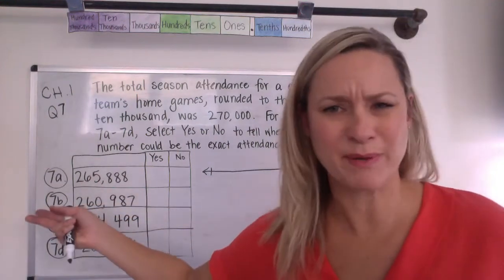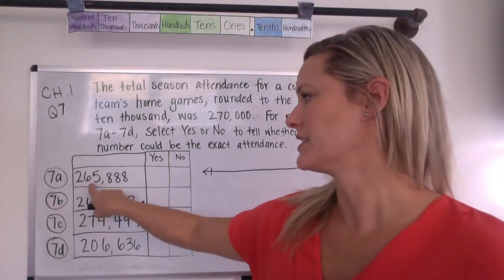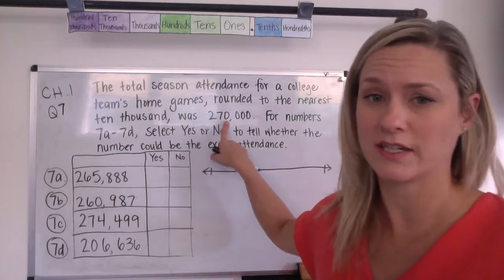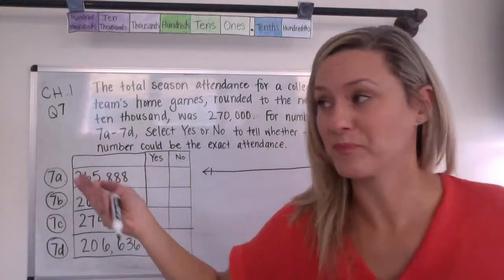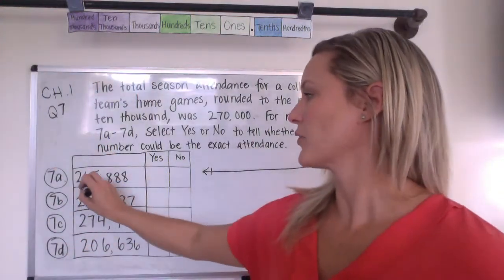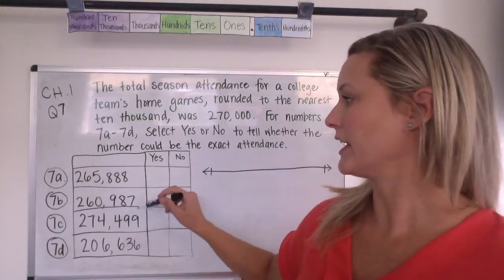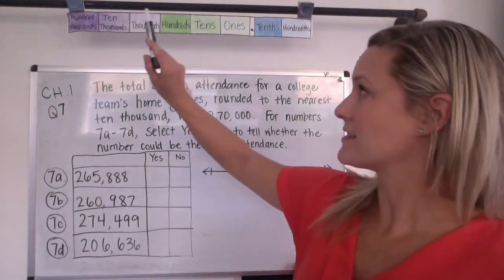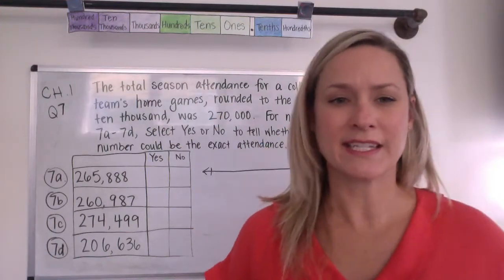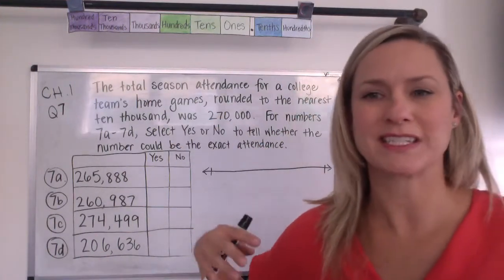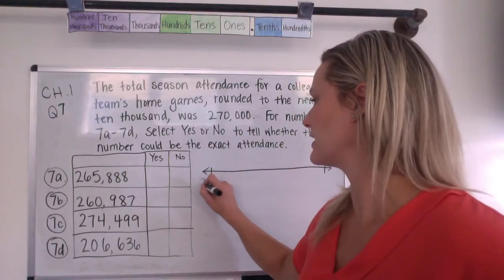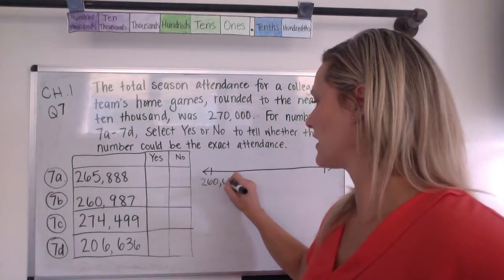So that's just basically a fancy way of saying, does this number round to that number when we're rounding to the nearest 10,000? I think that's a much easier way of saying it, right? So we have to think about this. 265,888 has a 6 in the 10,000s place, right? So it's either going to fall between 260,000 or 270,000 when rounding to the nearest 10,000.